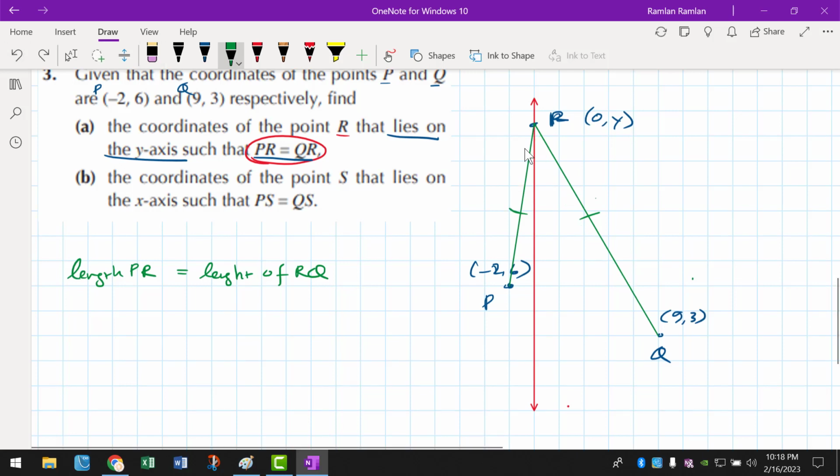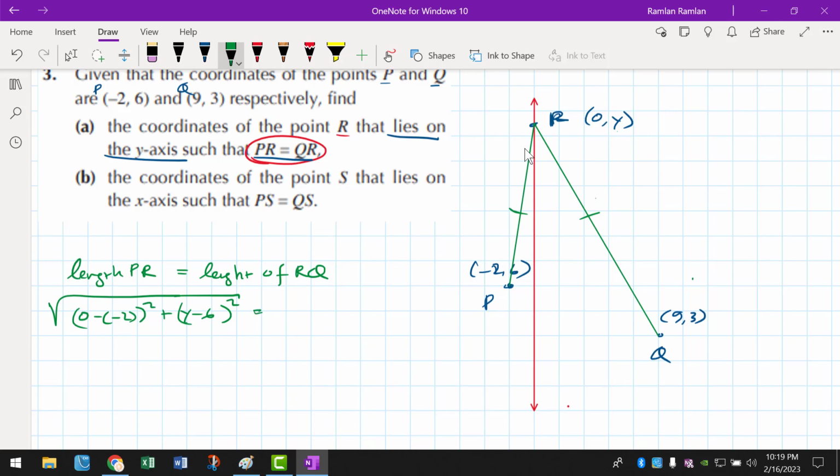Now we can solve it one by one. We can find the length of PR by using the points as x1, y1 and x2, y2. So this will be the square root of, I'm going to start with the x, 0 minus -2 squared, and then add y minus 6 squared. That is for the length of PR.